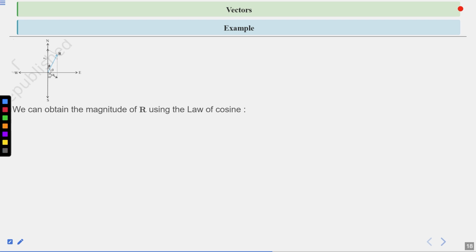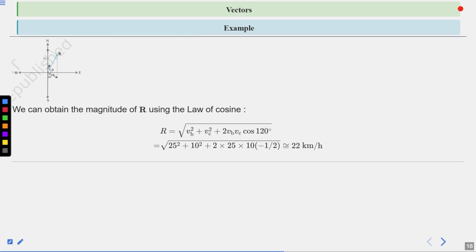So we obtain the magnitude of R using the law of cosines. R is equal to under root Vb square plus Vc square plus 2 Vb Vc cos 120 degree. So just substitute the given terms in this relation. You will get R square is equal to 25 square plus 10 square plus 2 into 25 into 10, and cos 120 is minus 1 by 2. So solving this, you will get R is equal to 22 km per hour.